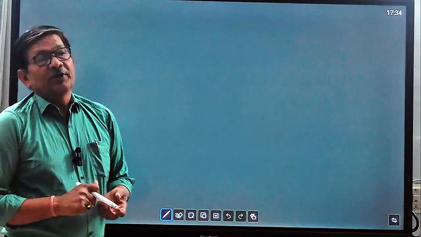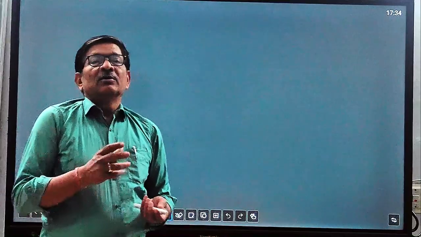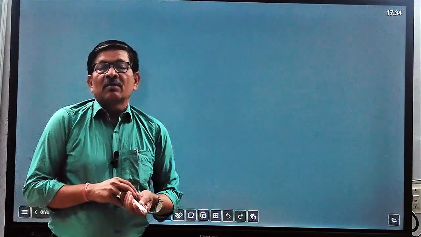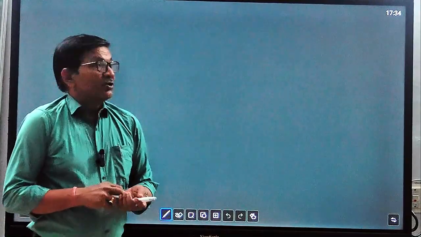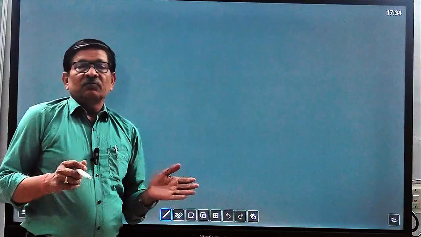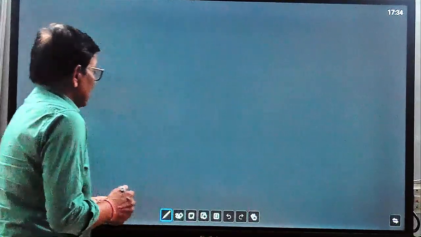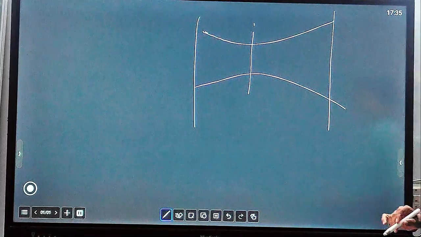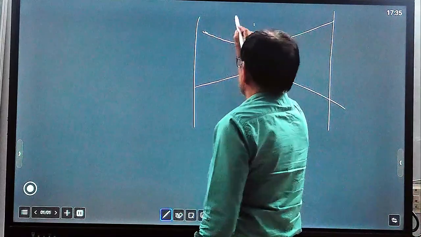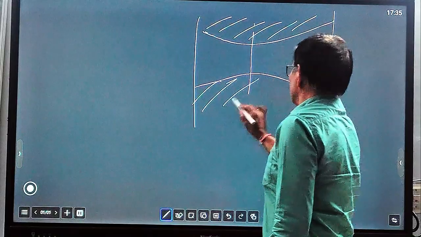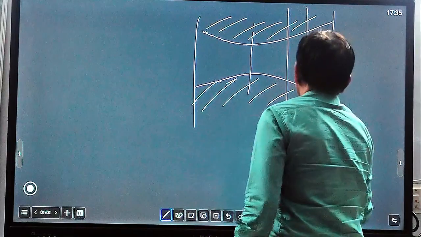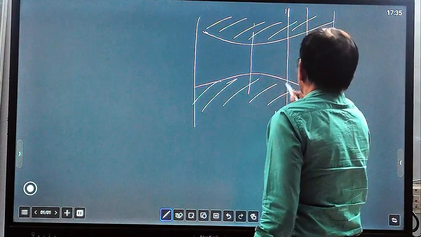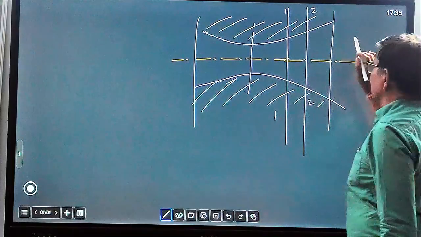Here we are going to see the relation between velocity, area, and pressure while steam flows through a nozzle. So let us draw a diagram first. See, this is a nozzle, a convergent divergent nozzle, and we take two sections here, section 1 and 2. This is the exit condition.